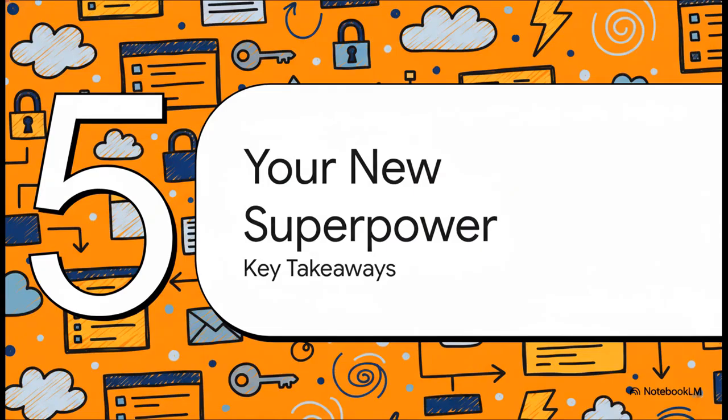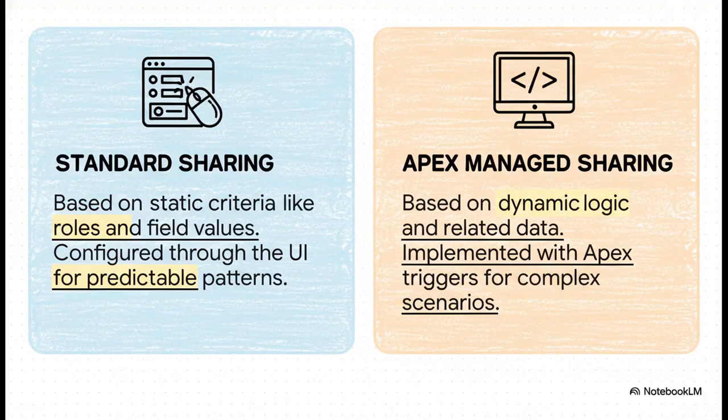Okay, now that you've seen the whole thing in action, from start to finish, let's zoom out and recap why this is such an essential superpower to have in your Salesforce developer tool belt. Let's put them head to head. Standard sharing is your go-to for predictable access patterns, things you can configure with clicks in the UI based on roles and field values. Apex Managed Sharing is what you pull out for the complex, dynamic stuff, especially when access is driven by related records. It's not about one being better, it's about using the right tool for the right job.